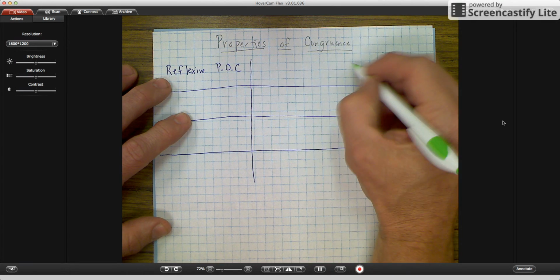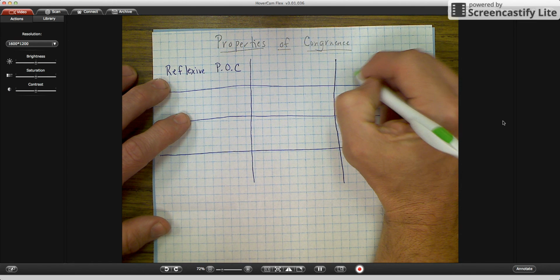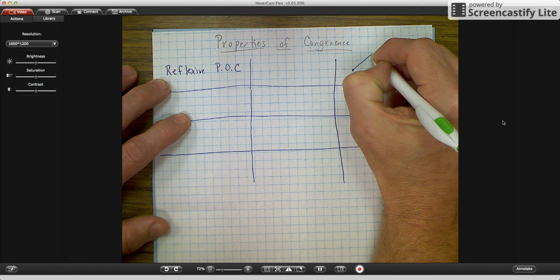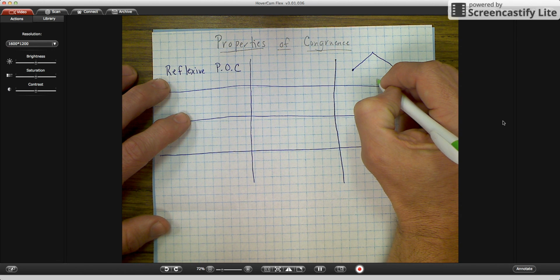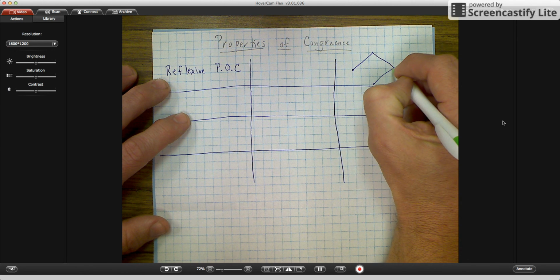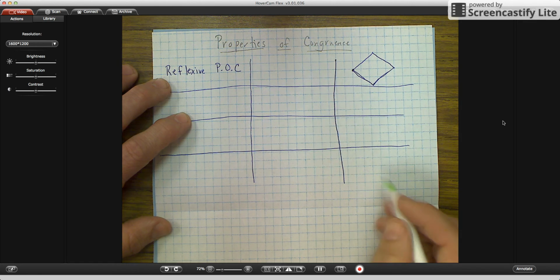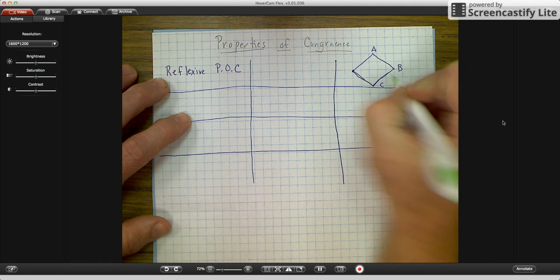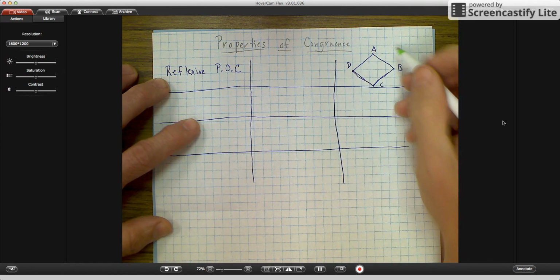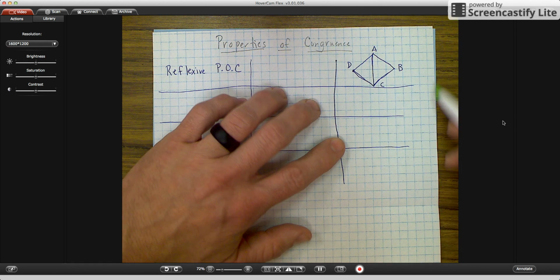It says, let me give you a picture. If we have, and then we'll go here. Boom. Nice little rhombus. Looks like we got a rhombus there. Okay? And we have A and B and C and D. And then we have AC. So now we've taken a rhombus and we've made 2 triangles out of it.